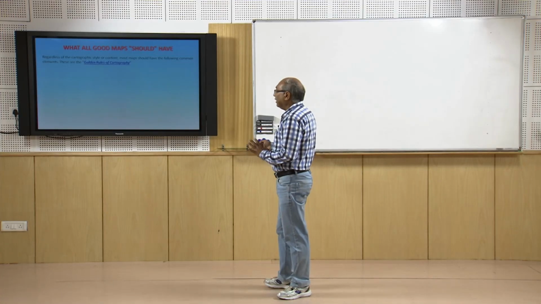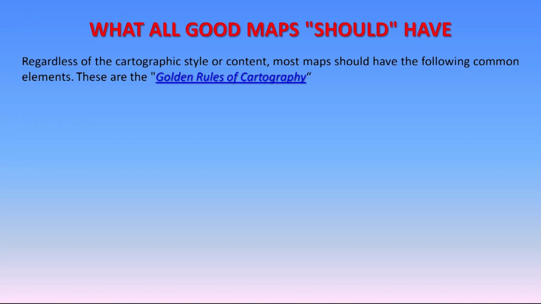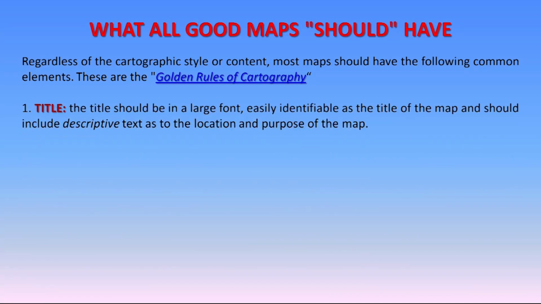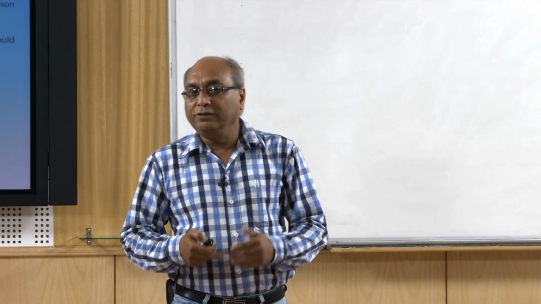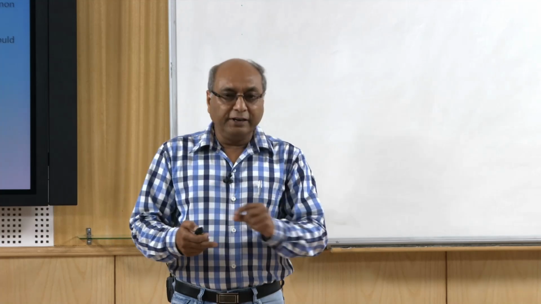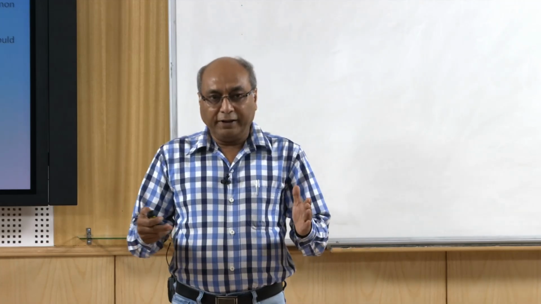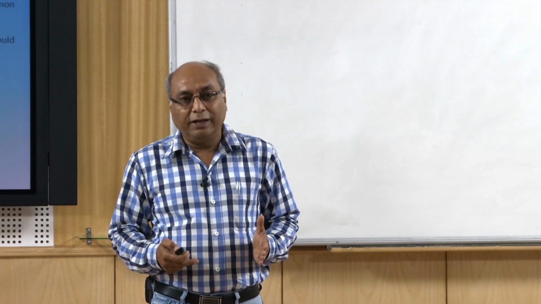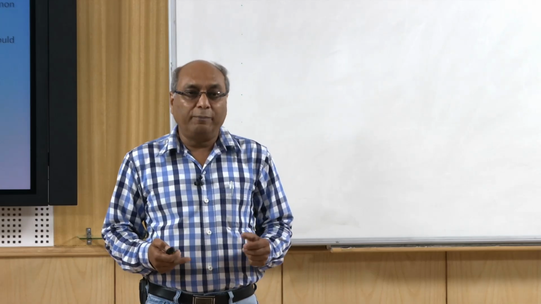So, regardless of whatever cartographic style one is following, most maps should have the following common elements, which we put as golden rules of cartography. The title, each map should always have a title. If somebody is going for a publication in a scientific journal, still you can have a title, but generally you carry a caption. Because if a map does not have the title, then what would happen? Then people will ask, what is this map? What you are trying to show? So, title must be there.